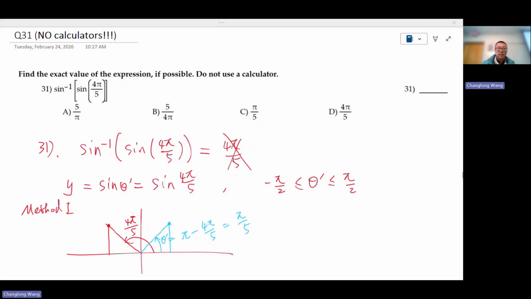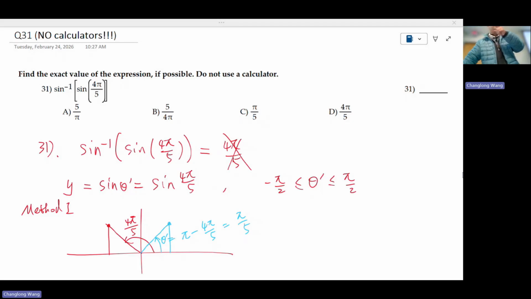Here are my questions for you guys. First off, I guess that everyone will probably guess, whenever you see a function and its inverse get together, that we can just get the 4 pi over 5, right? Since the sine and the sine inverse kill each other. But what's wrong with 4 pi over 5? That's my first question. What's wrong with it?